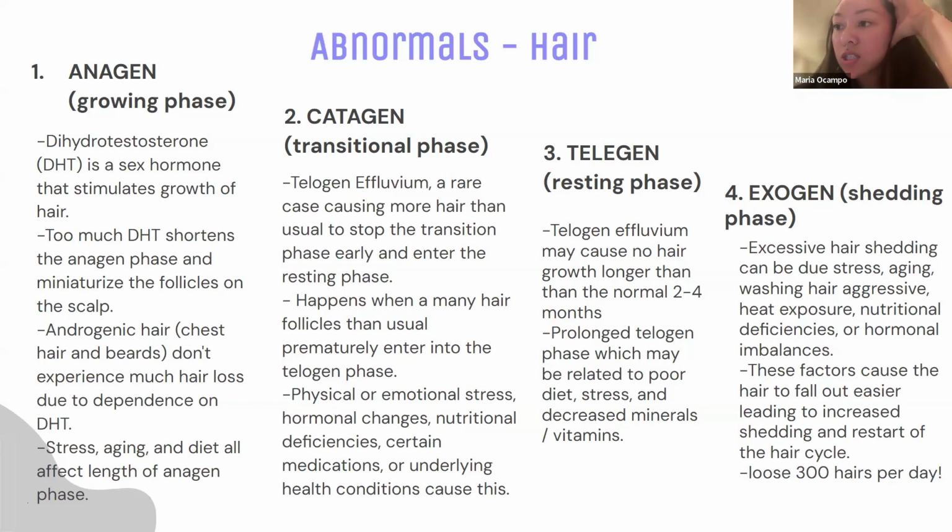And in the exogen phase, due to the long delay of the hair moving into the telogen phase, there is a mass amount of hair going into the shedding phase all at once. So you can see about 300 hairs going into shedding.